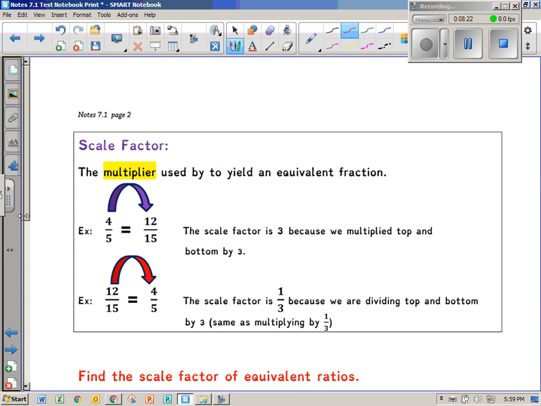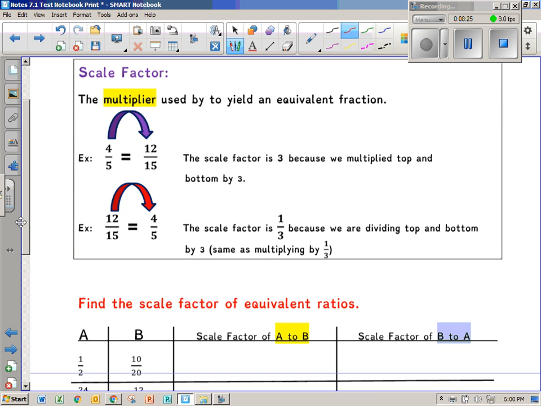Second part of this lesson, 7.1, is learning about the term scale factor. A scale factor is just a multiplier, and scale factors are used in different ways, but here we're talking about a multiplier used to yield an equivalent fraction. Well, really, when you yield an equivalent fraction, you're not really multiplying by anything. You're multiplying the whole fraction by the number 1. But here, to get from 4 to 3 and 5 to 15, you multiply top and bottom by 3. So the scale factor there is 3.